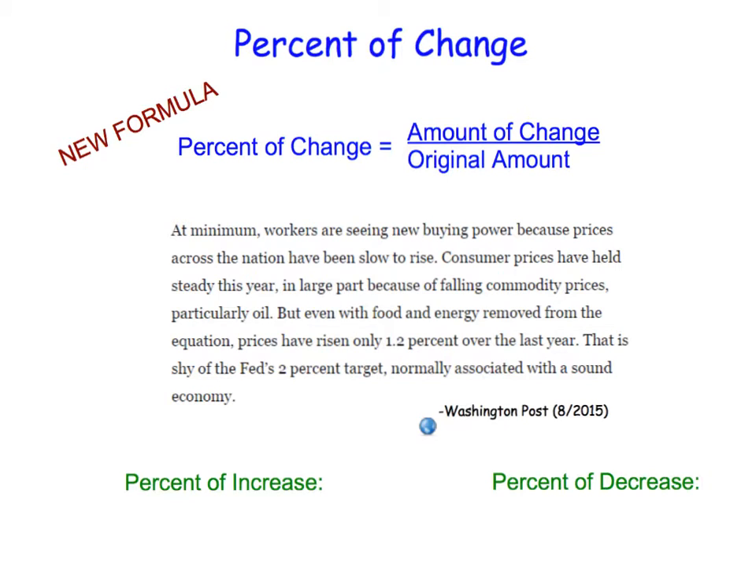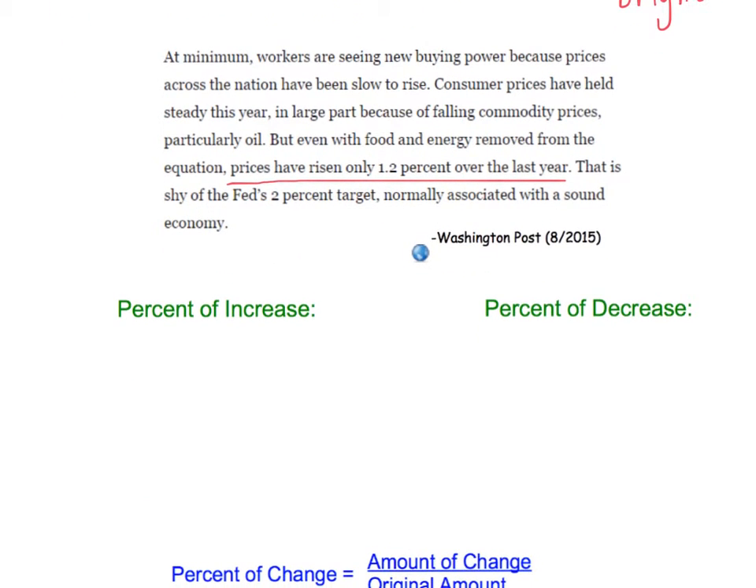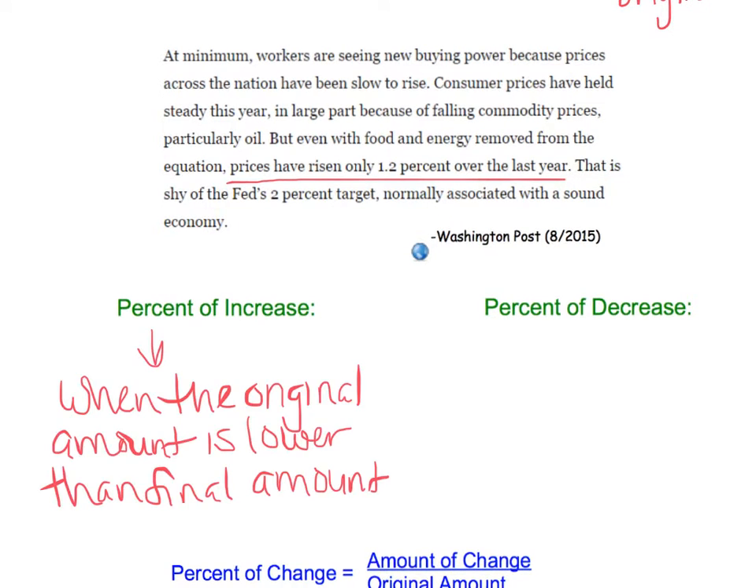To summarize this paragraph, they're talking about falling prices in certain products. And it mentions in the paragraph that prices have only risen by 1.2% over the last year. That would be considered a percent of increase. Percent of increase happens when your original amount is lower than your ending amount. A percent of decrease is when your final amount is lower than your original amount.